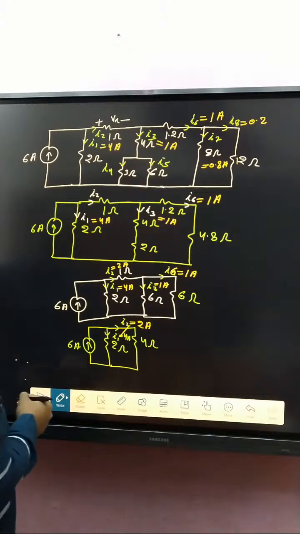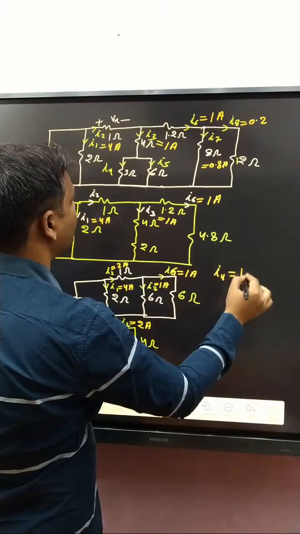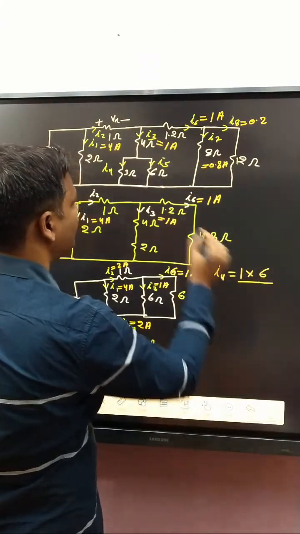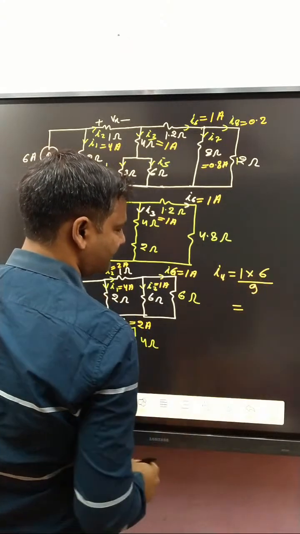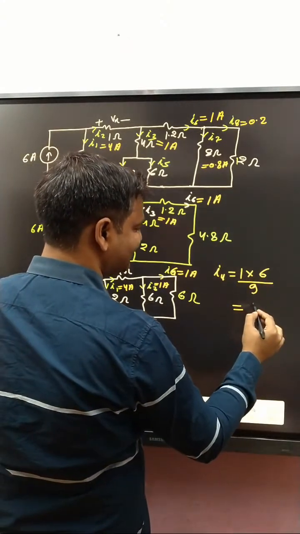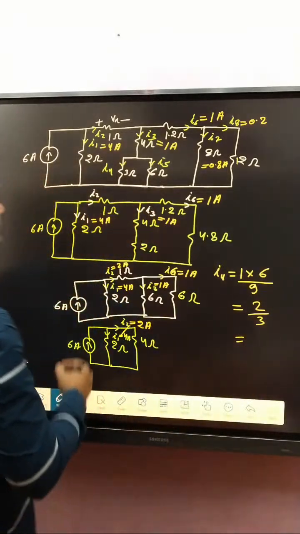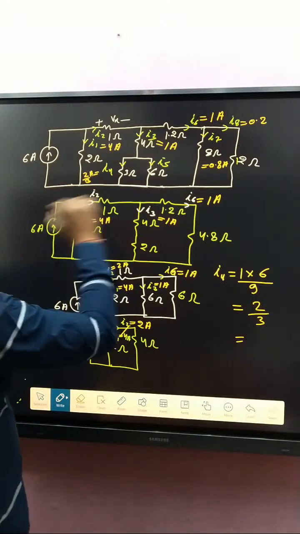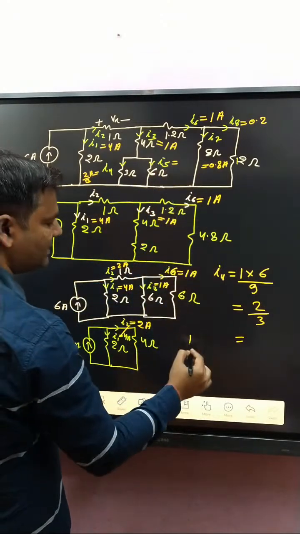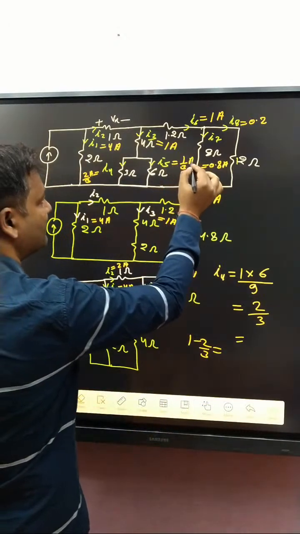Now after that, our motto is to determine I4. If you determine I4, then 1 into 6 divided by 3 plus 6, that is 9, so 6 by 9, that is 2 by 3. So that one is 2 by 3 ampere. So what about that other current? 1 minus 2 by 3, that is 1 by 3. So 1 by 3 ampere.